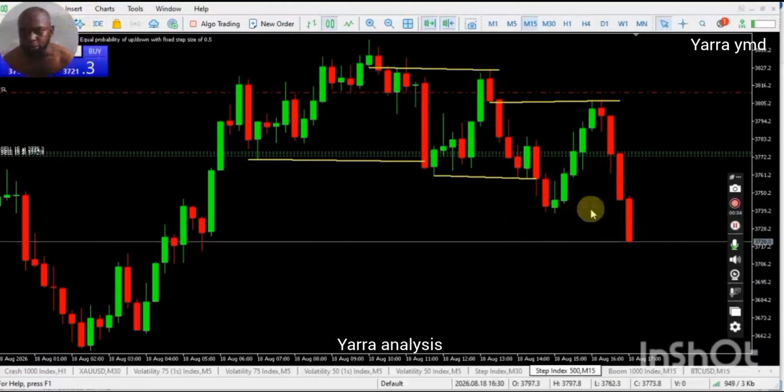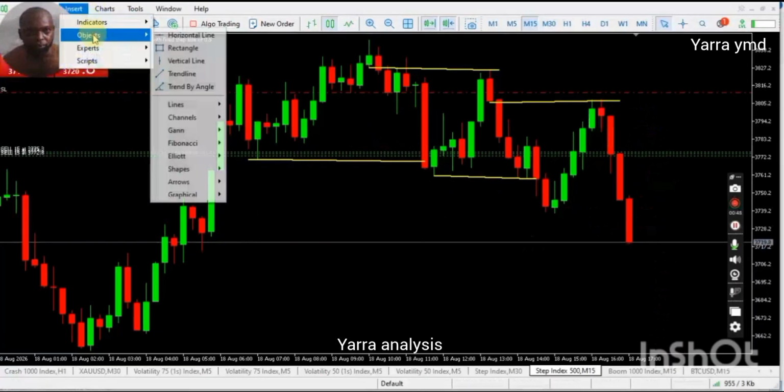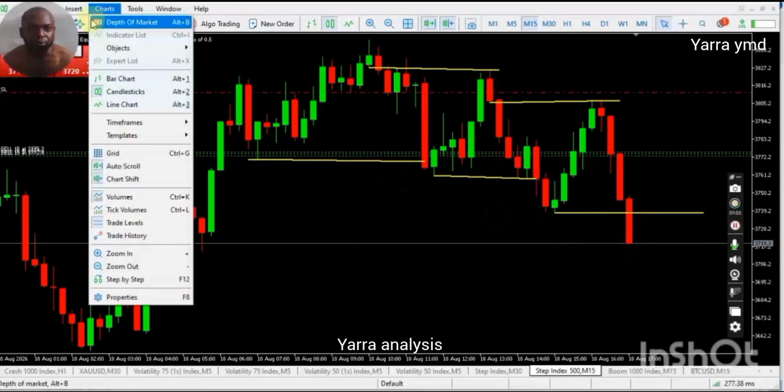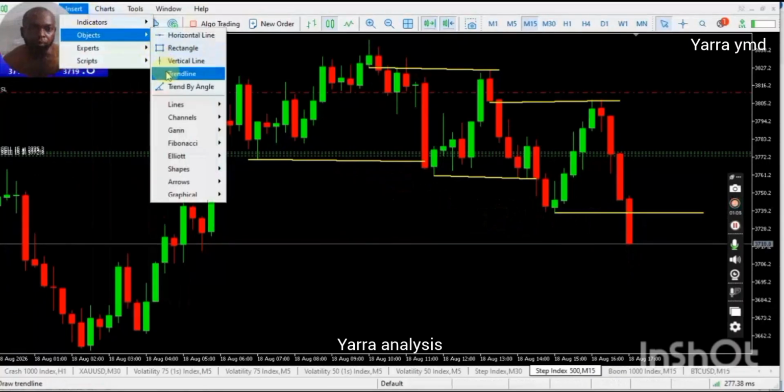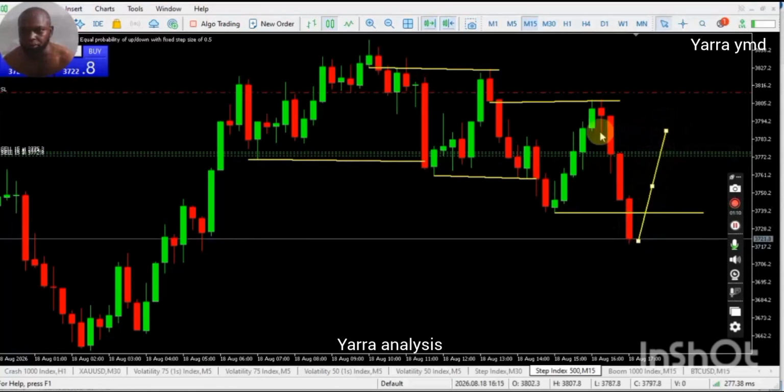If we close below this very low there, I'll wait for the market to retrace back to the magnet zone again. Let me draw the trend line. You can see if we close below this low, since the market continues to break the low, the market is bearish and will be going down. So I'll wait for the market to retrace back to the magnet zone. That's my expectation. Then we'll sell again.